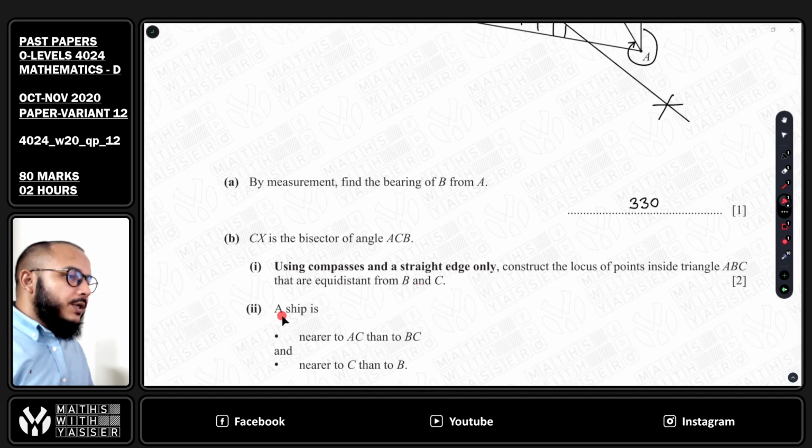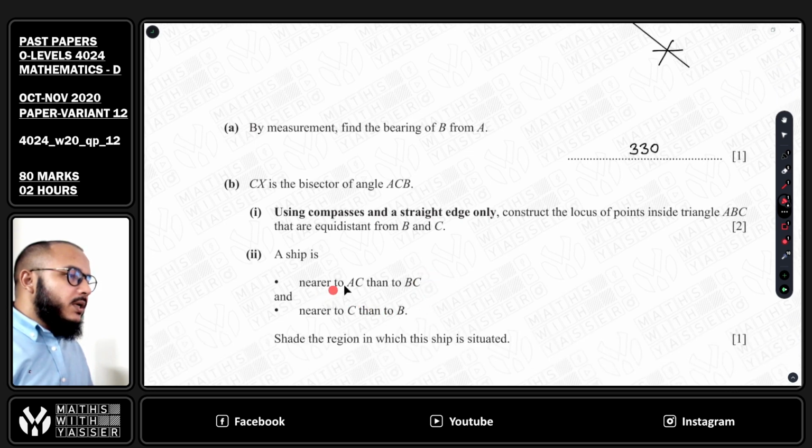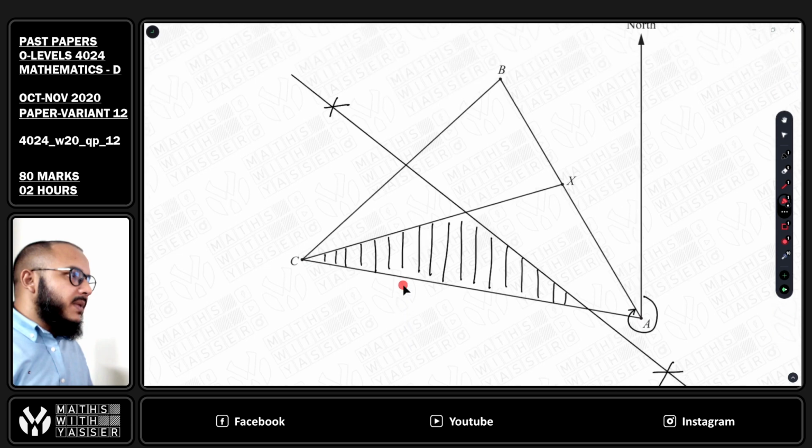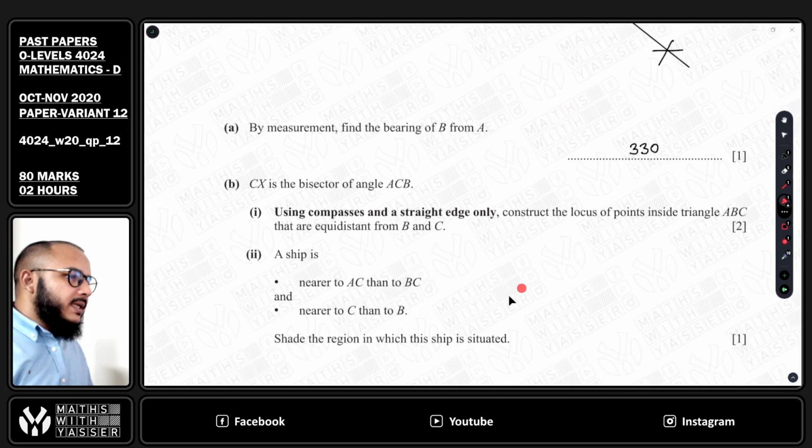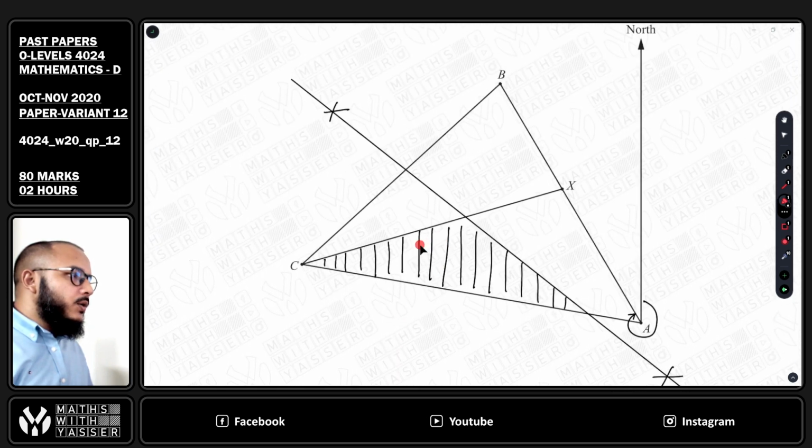it says a ship is nearer to AC than to BC. So nearer to AC than to BC means it will be within this region, because if this is the angle bisector for the lines AC and BC, so this part is closer to AC. Also, it says nearer to C than to B. So nearer to C is this side than to B.